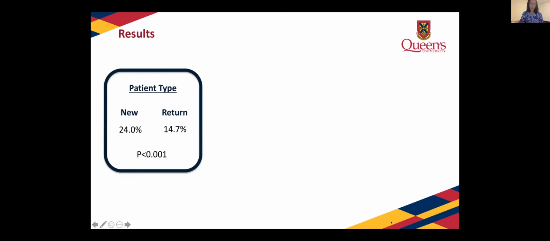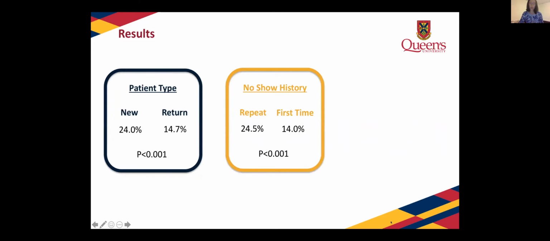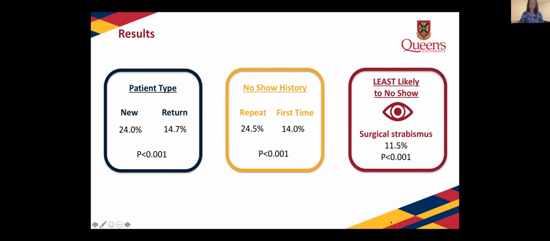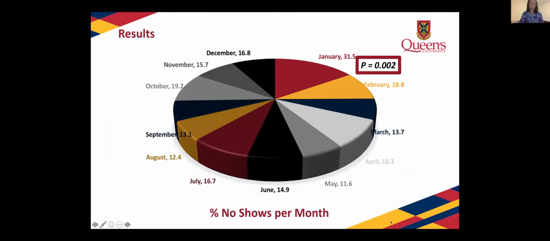In terms of the patients, though, significantly more new patients compared to return patients no-showed, and within the group of patients that no-showed, patients who repeatedly no-showed were more frequent than individuals who only missed 1 appointment. Based on the diagnosis itself, surgical strabismus patients were the least likely to no-show. Interestingly, looking across the months, the no-show rates were fairly consistent, except for January, where there was a significantly higher no-show rate.